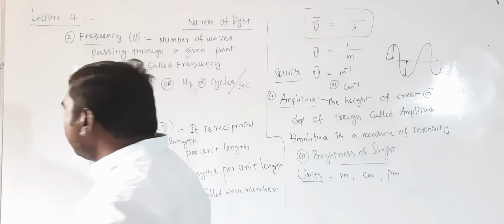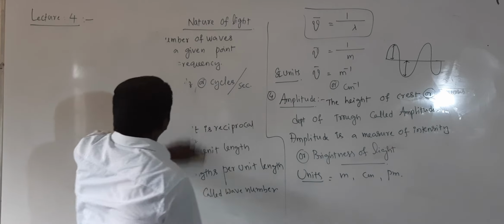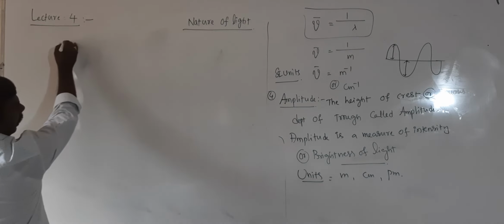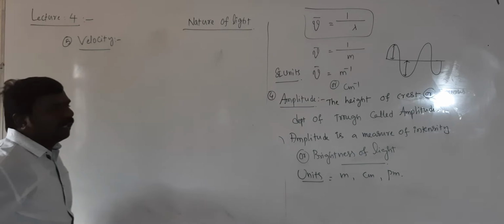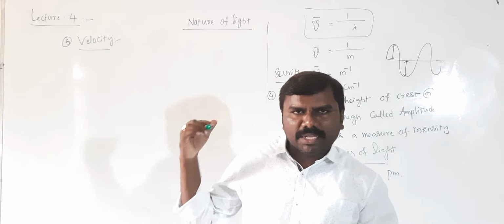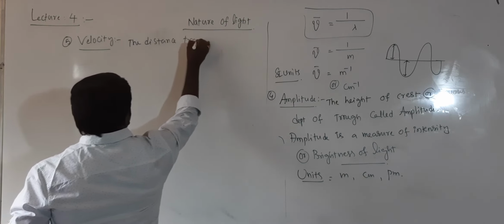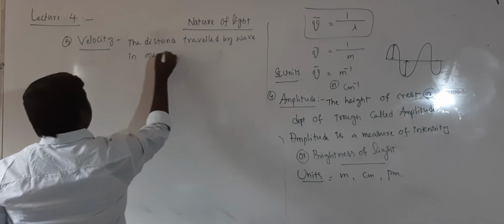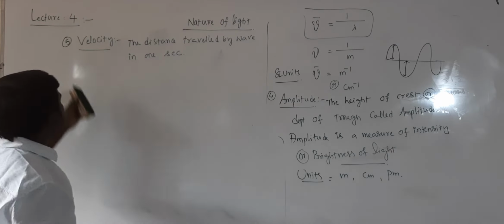Next, velocity. Velocity of light, nothing but of the wave. It is the fifth term. Velocity means the speed. The distance travelled by a wave in 1 second is called velocity.